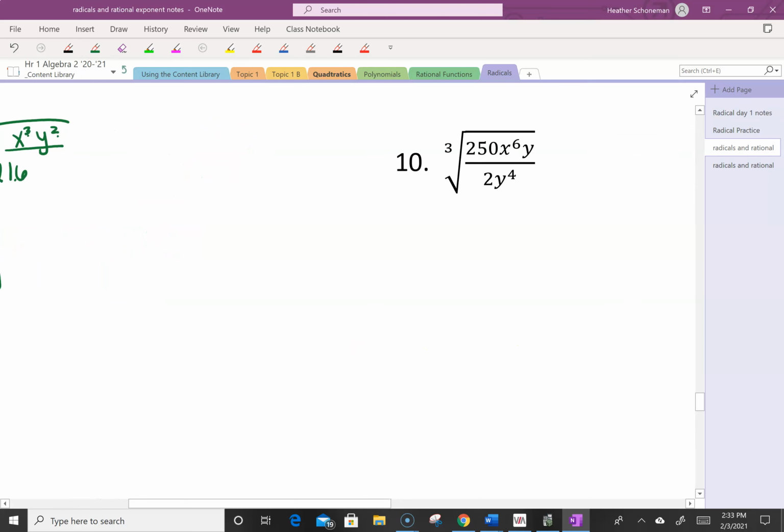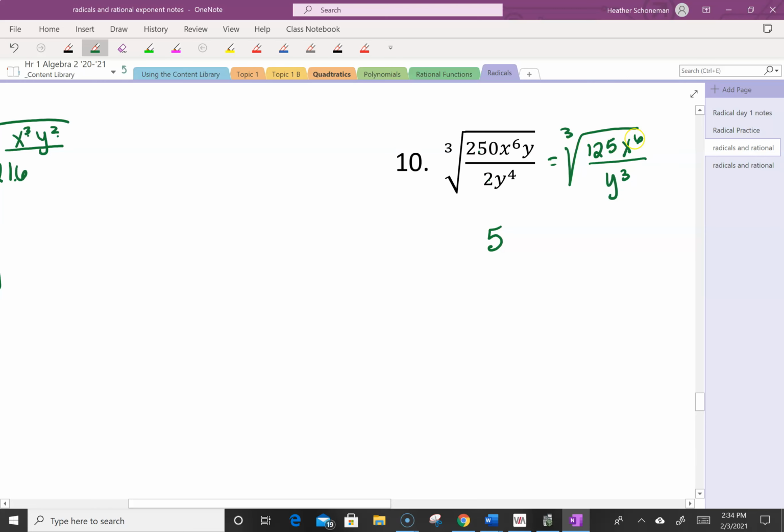Number 10. As we're simplifying this, I want to simplify anything I can before I take the cube root. With the numbers, 250 divided by 2 is 125. With the variables, x to the 6 won't simplify, but y, I've got 1 on top and 4 on the bottom, so I get 3 on the bottom when I cancel. So now when I simplify, the cube root of 125 on your list or use your calculator is 5.